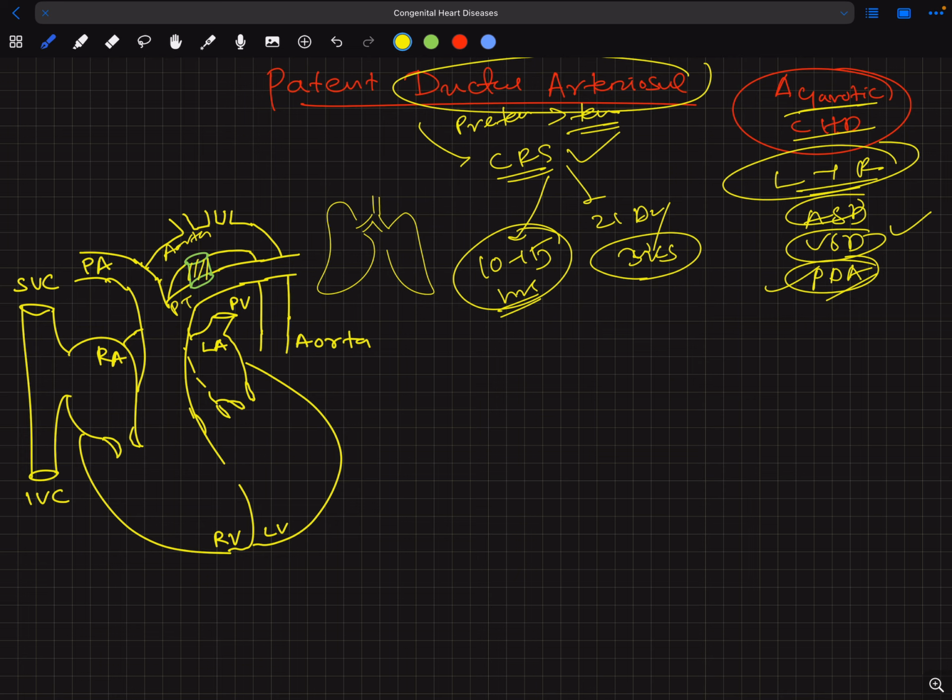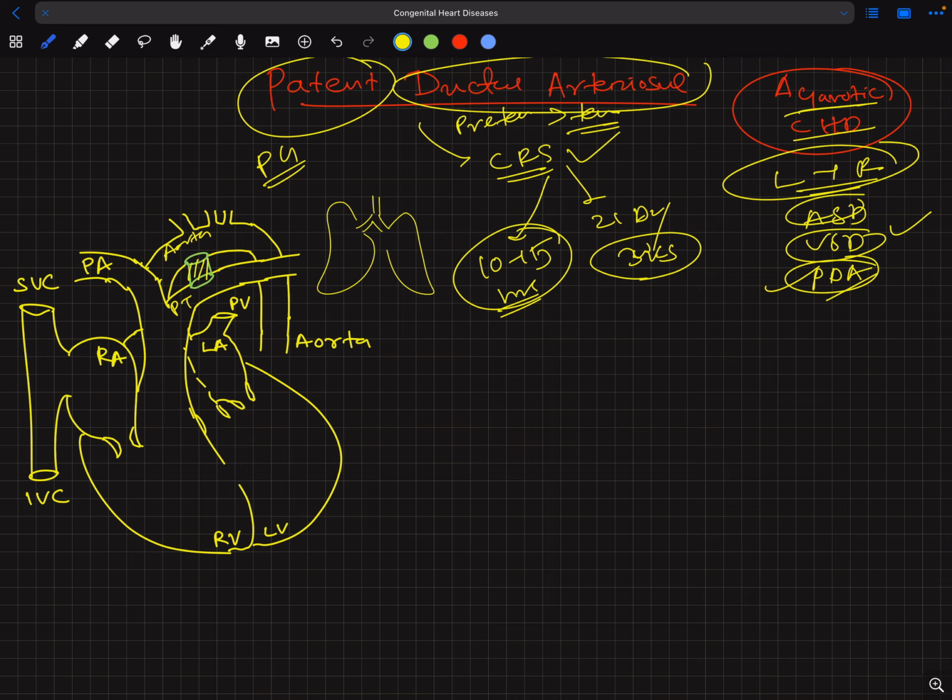So what substance keeps the ductus arteriosus open or patent? That is prostaglandin. Prostaglandins keep this ductus arteriosus open, so they are responsible for patency of the ductus arteriosus. We will discuss that more when we go to the treatment part.